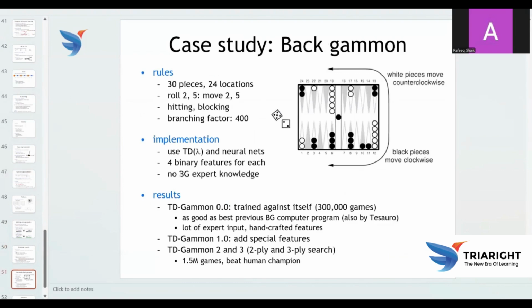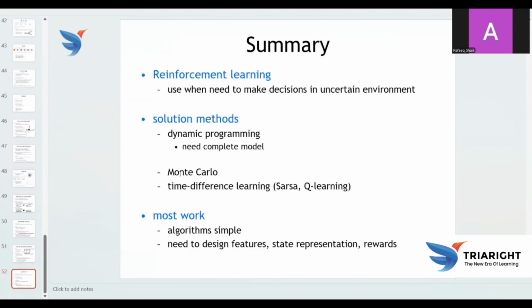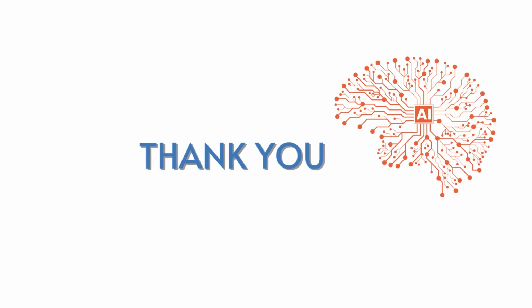About the case study, here is the overall summary. Reinforcement learning is used when you need to make decisions in an uncertain environment. Solution methods: dynamic programming needs a complete model; Monte Carlo; temporal difference learning such as SARSA and Q-learning. Most algorithms need samples, and you need to design the state and representations. So this is all about reinforcement learning. I hope you understood well. Thank you.